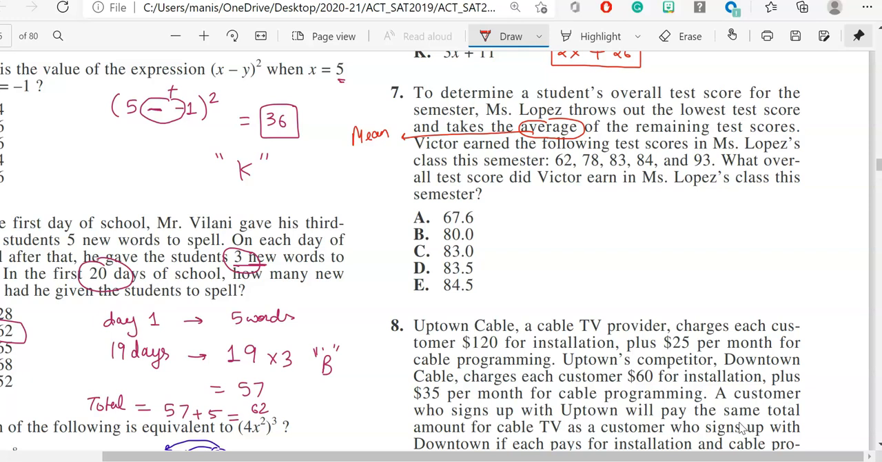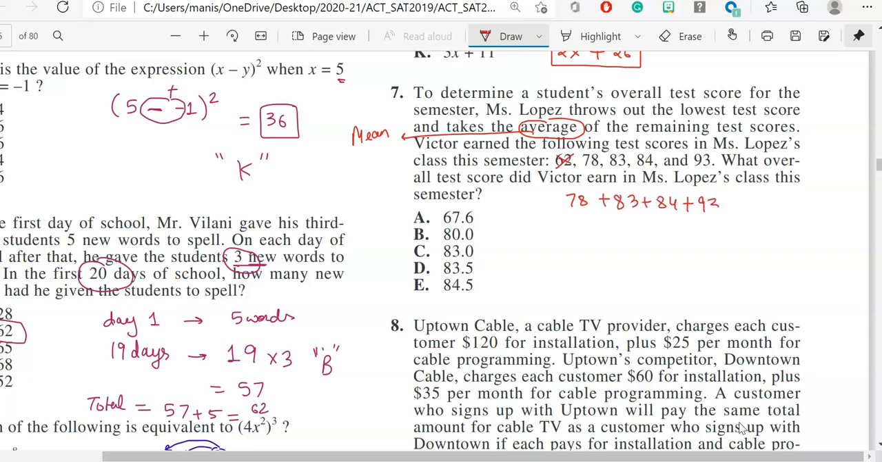62, 78, 83, 84, 93. What overall test score did Victor earn in Mr. Lopez's class this semester? Now, when I'm reading this, it says Mr. Lopez throws out the lowest test score, so I will get rid of this. So I'm left over with what? These four over here.